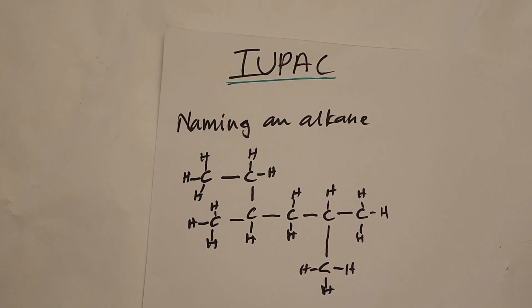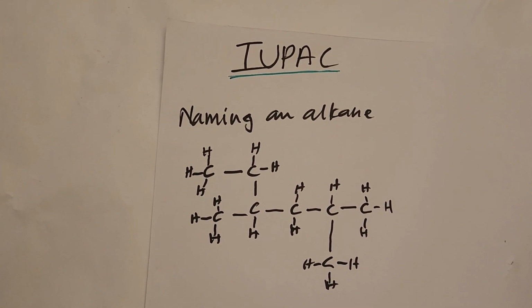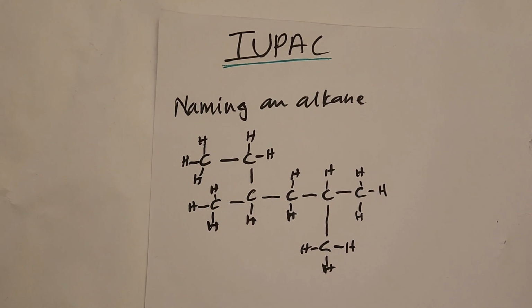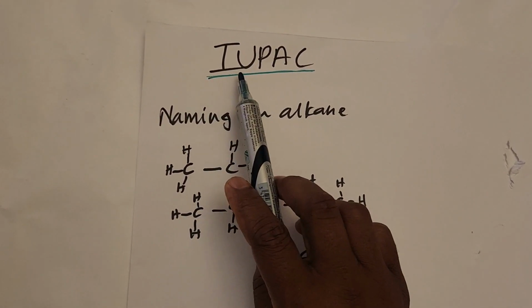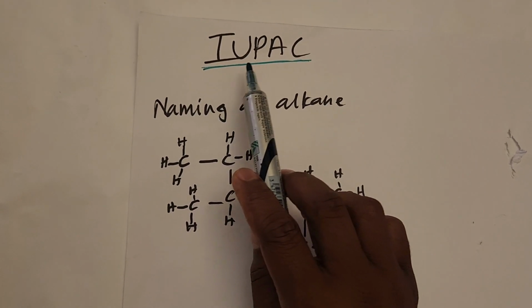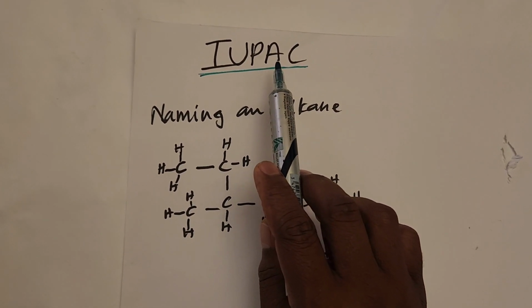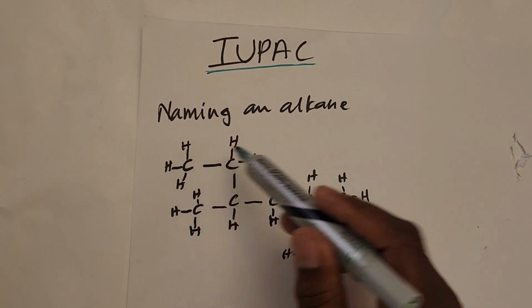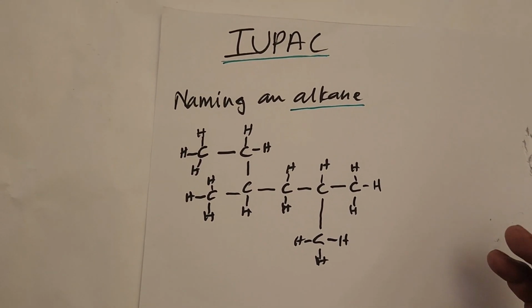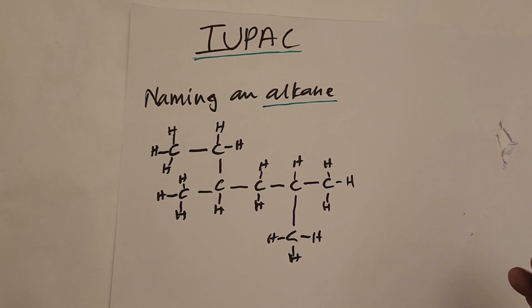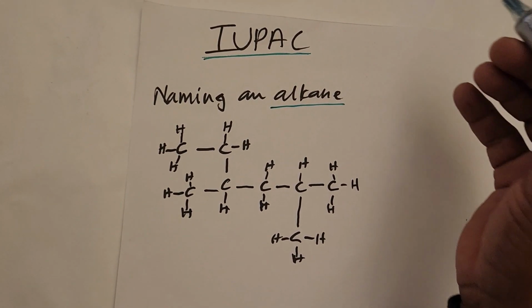Let's name the alkane using the IUPAC rules. IUPAC, remember, stands for International Union of Pure and Applied Chemistry. So naming an alkane is very important. Now there are 4 points that you need to remember.